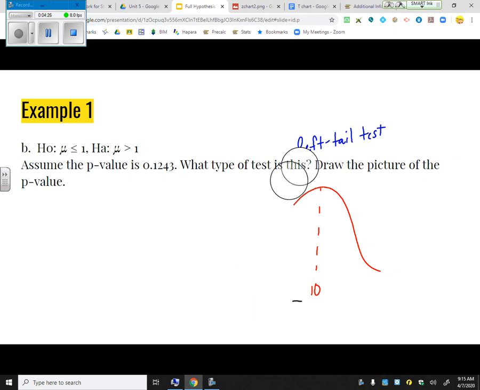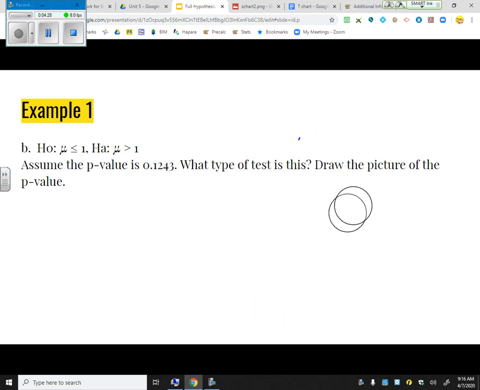You guys try this one. And then come back and you can look at my picture. So go ahead and hit pause, and then I'll put mine up here as well.